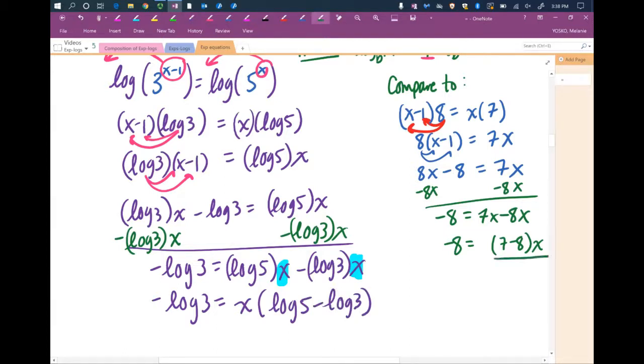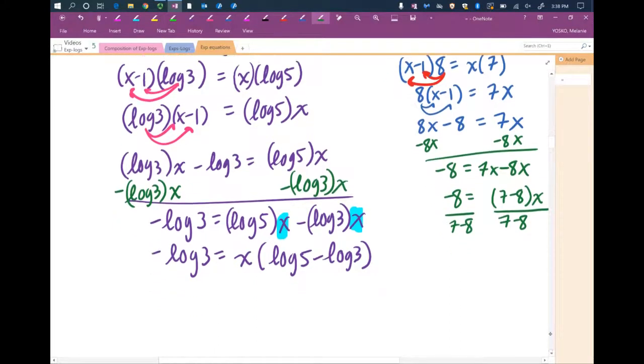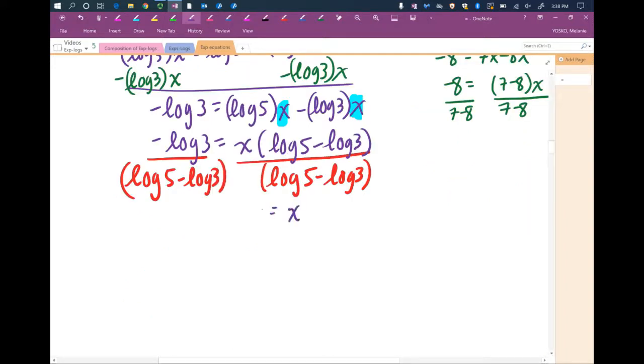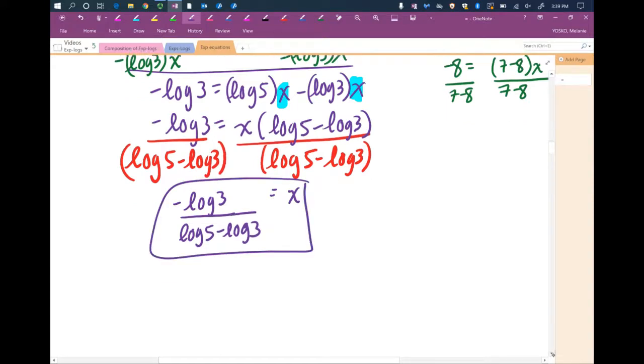So back over here, then we would divide by whatever that number is. As we know it's negative 1, but 7 minus 8 is the same thing, right? So here we're going to come through and we're going to divide by the number that's multiplied by x. Log 5 minus log 3. If we do it to the right-hand side, better also do it to the left-hand side. So we end up with x equals negative log 3 divided by log 5 minus log 3. Let's check our answer.